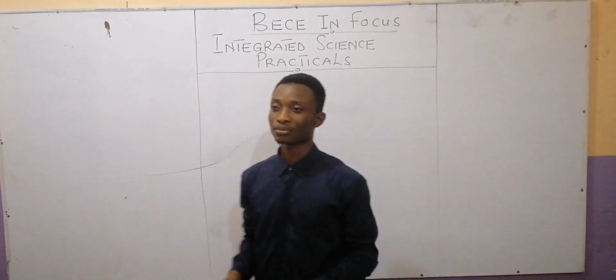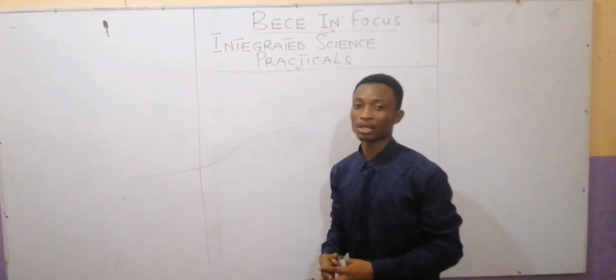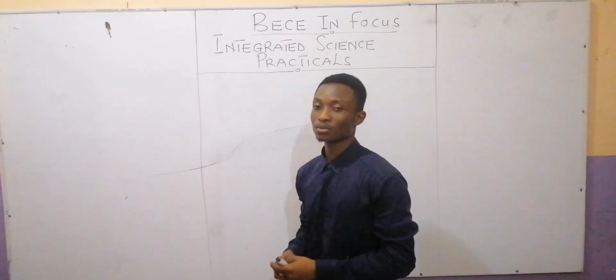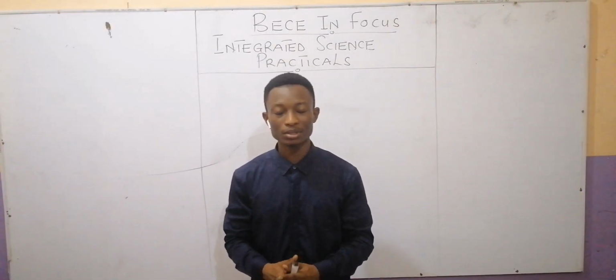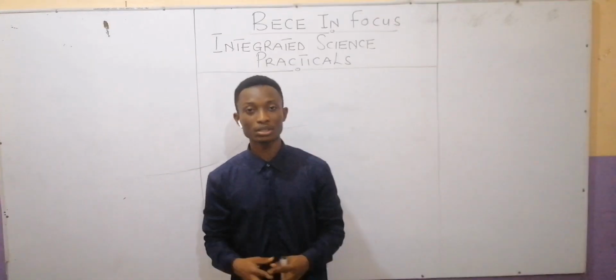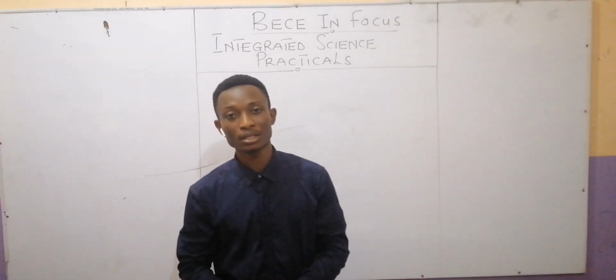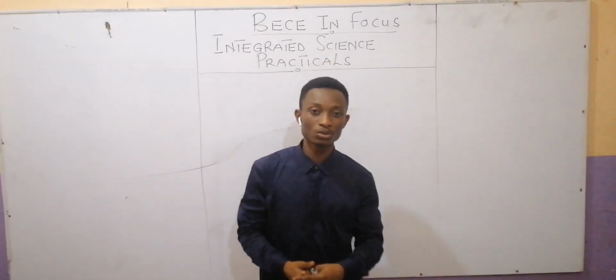Today we are going to look at BECE in focus, as we are still on, and we'll look at integrated science practicals. We'd like to try our hands on some practicals, and practical is also essential when it comes to integrated science. The integrated science is grouped into two sections: section A and section B. Under section B, we have part A and part B, or part 1 and 2.